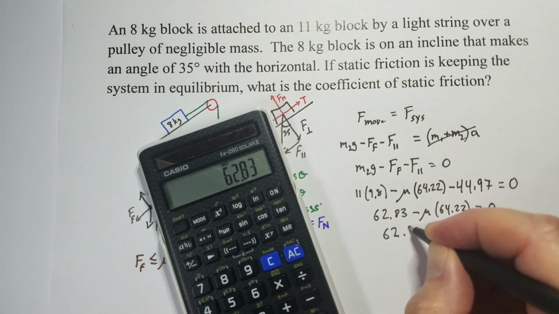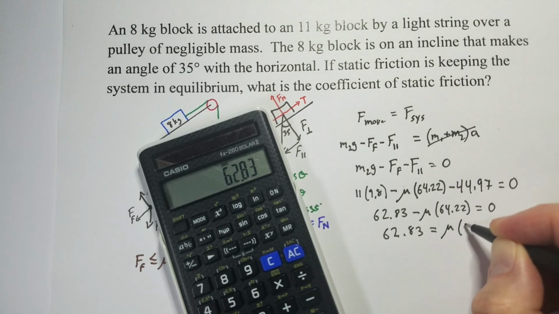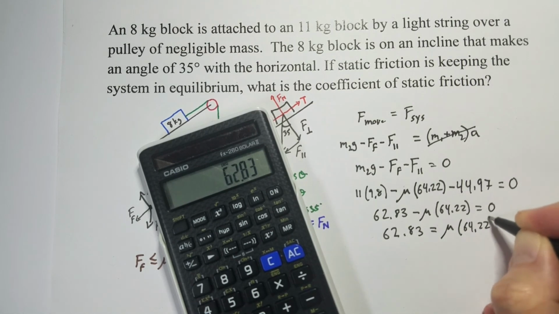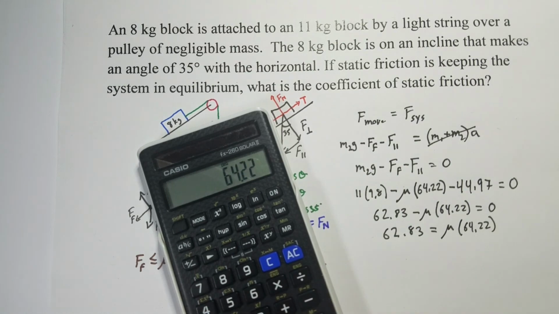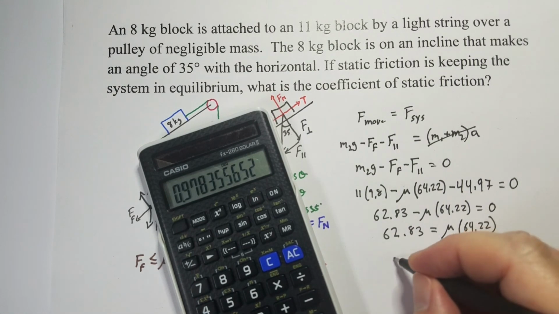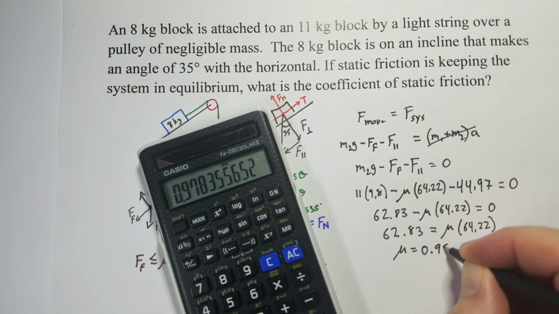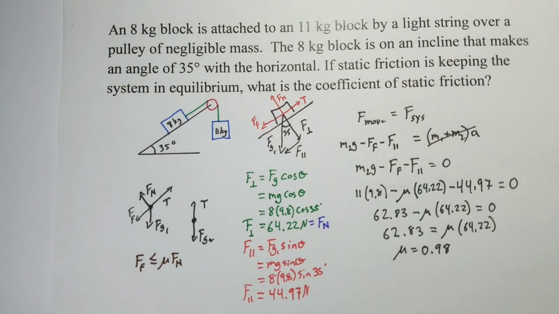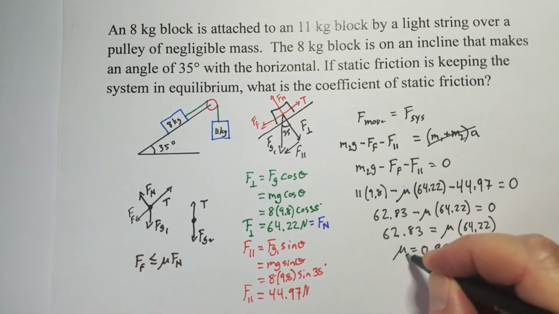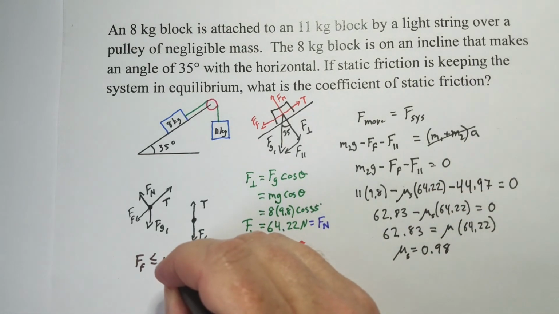So 62.83 equals mu times 64.22. Then we just divide by 64.22, and we get mu to be 0.98. And mu is a coefficient, so it is dimensionless. That is if it's static friction, so I'm going to put mu s. Let's go ahead and take care of that real quick for this one.